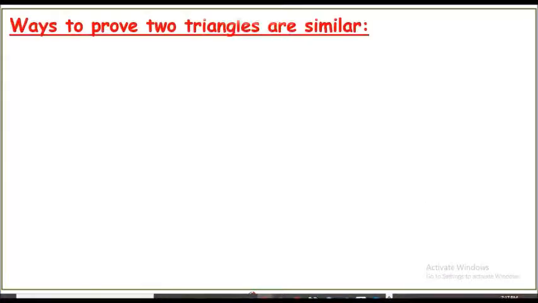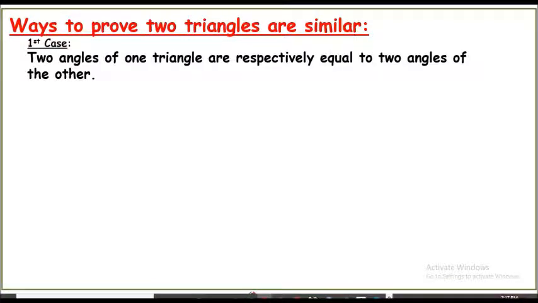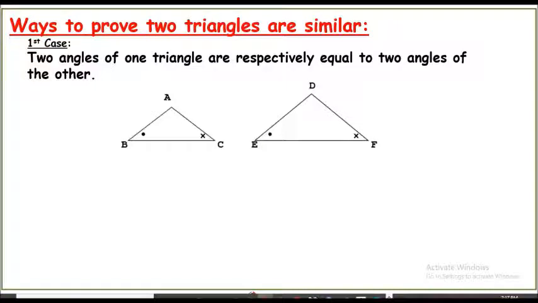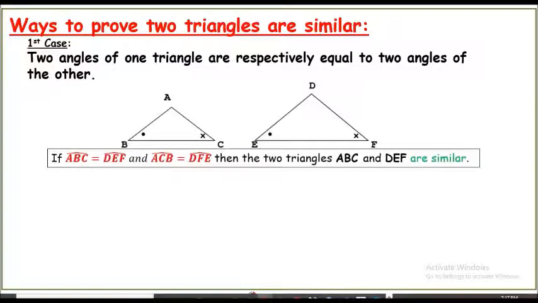Now we will start with the ways to prove two triangles similar. In order to prove two triangles similar, I have three cases. The first case: if two angles of one triangle are respectively equal to two angles in the other triangle, then they are similar. As you see here in this figure, I have the angle ABC equal to the angle DEF and the angle ACB equal to the angle DFE. Then simply by proving that two angles in the triangle ABC are equal to two angles in the triangle DEF, these two triangles are similar triangles.